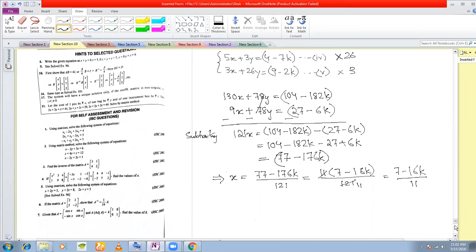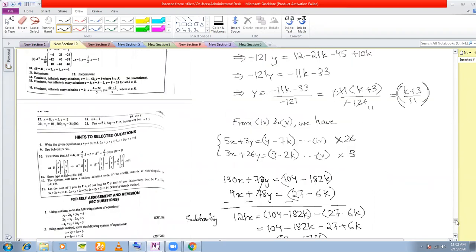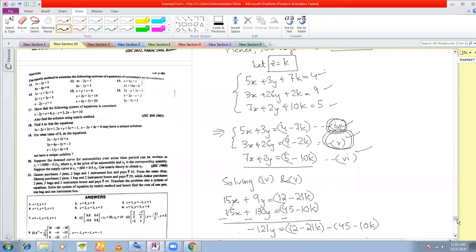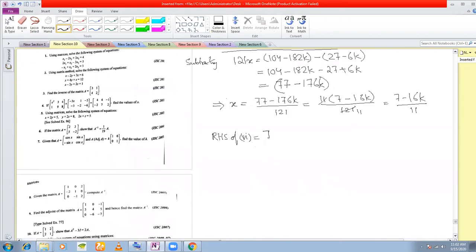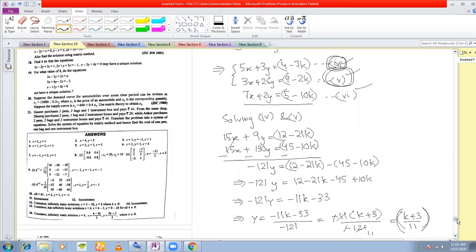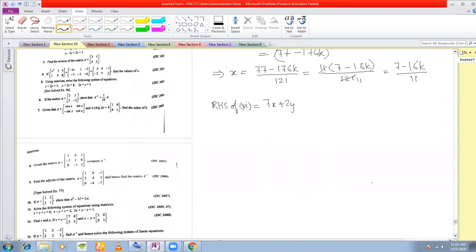So now we put it in the right hand side of the sixth equation, RHS of 6, and check whether it satisfies. What is the RHS of 6? It is 7x plus 2y. Let's check whether by putting the value of x and y, we get 5 minus 10k or not.